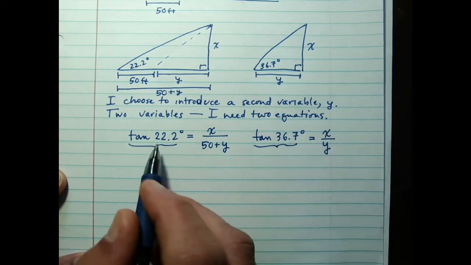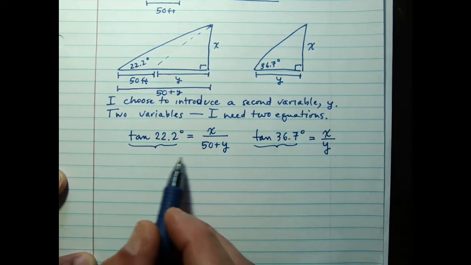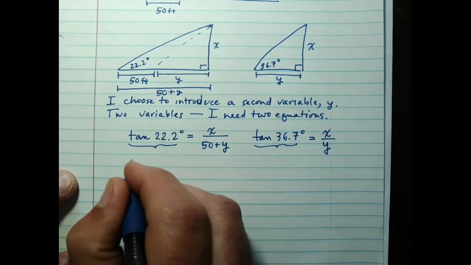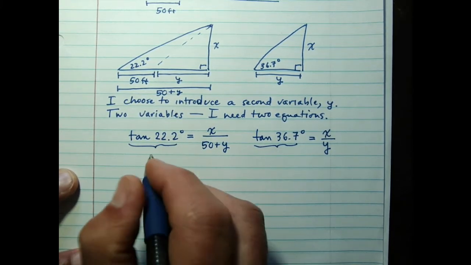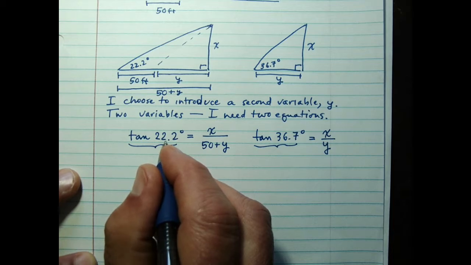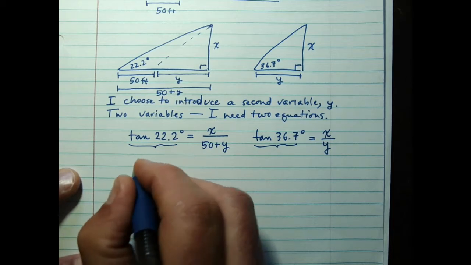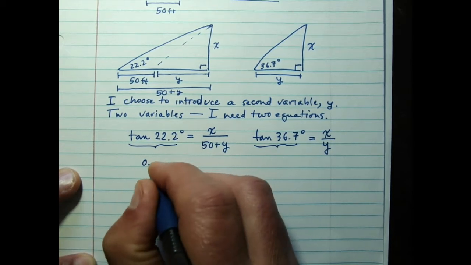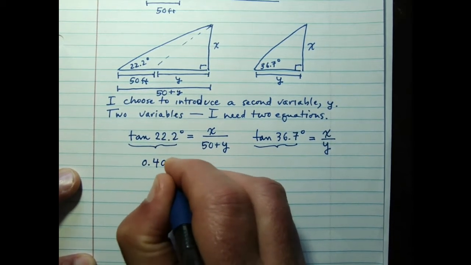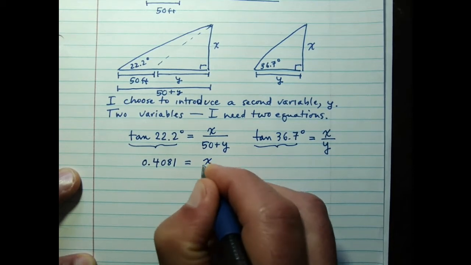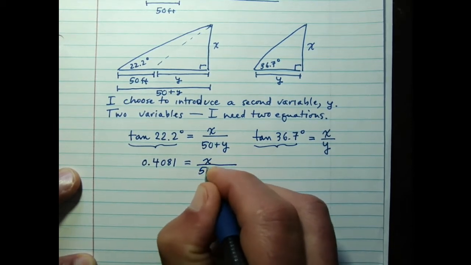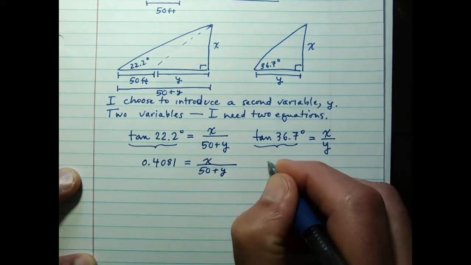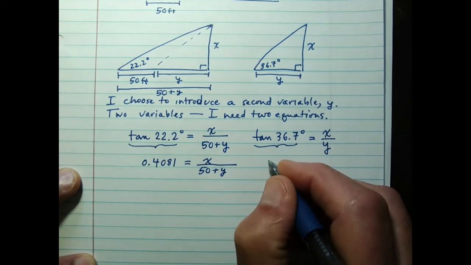Now I'm also going to substitute in values for the tangents here and here. You could work with these expressions and try to solve for x and y and go to your calculator at the end, or you can go to your calculator right at the beginning. I'm going to go right at the beginning. Tangent of 22.2 degrees is 0.4081, I get on my calculator. So I have rounded off at this point, and tangent of 36.7 degrees, I'm getting 0.7454.